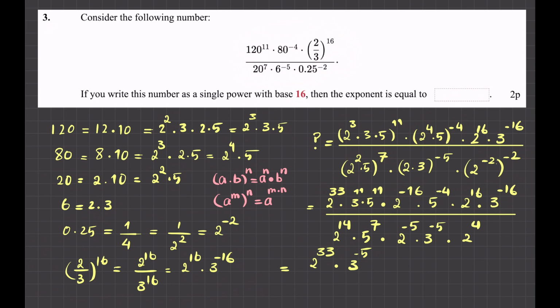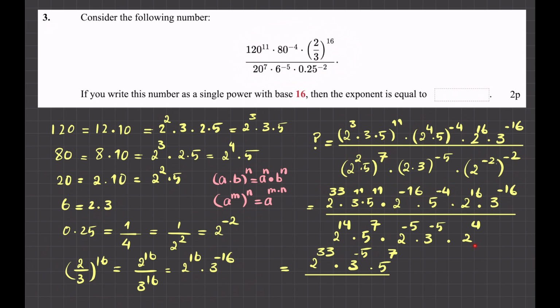But there is also one more, and that is the base 5. So 5 to the 11 multiplied by 5 to the power of minus 4. The bases are the same, so I write the 5 here and I add the exponents. 11 plus minus 4 is 7. Okay? In the numerator, I cannot go forward more than this. I will do the same thing in the denominator, but let us do it a little bit faster here.